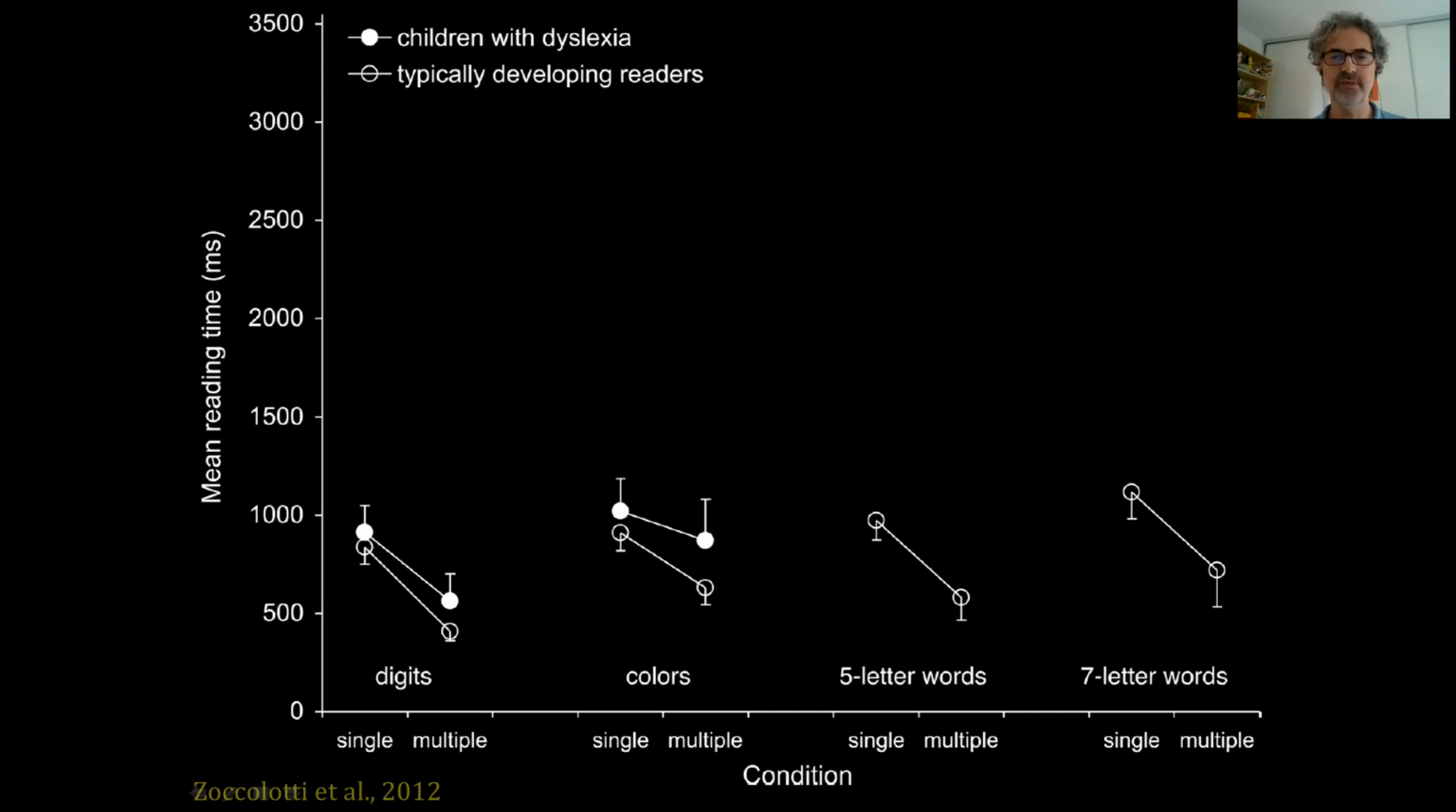But the most important thing here is what happens with words. So there is no serial advantage for words for children with dyslexia, and when we go to longer words, there is actually a serial handicap, as if the adjacent words are actually distracting the children with reading problems and slow them down further than what they would read if they could only see one word at a time.